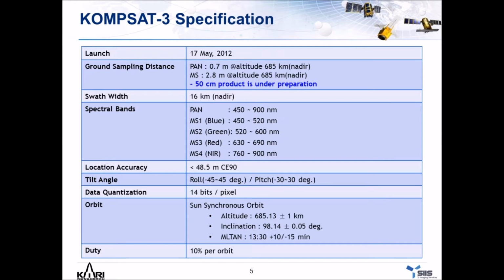This table shows a brief specification of Kompsat-3. It was launched in 2012, and it can provide 70 centimeter resolution images. And now we are preparing a 50 centimeter product. It provides one panchromatic band and 4 multispectral bands. One of its strengths is high data quantization. It provides 14 bits per pixel data. And the other unique thing about Kompsat-3 is its imaging time. It acquires images in the afternoon, at 1:30.